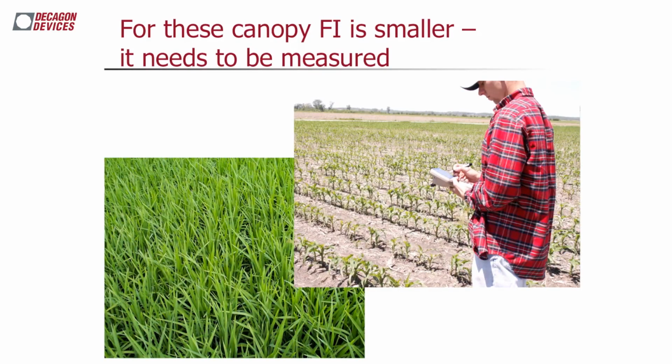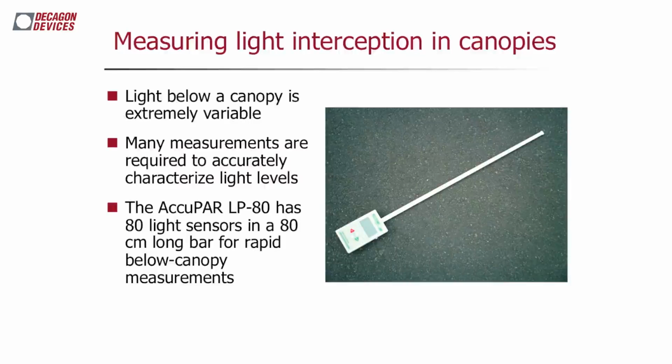Even in the rice, that's actually the picture on your left-hand side there, that rice is also still not quite a full canopy. Although it's getting close, that leaf area index was somewhere around 2.5 to 3. And we need to measure both of those situations. So how do we do it?